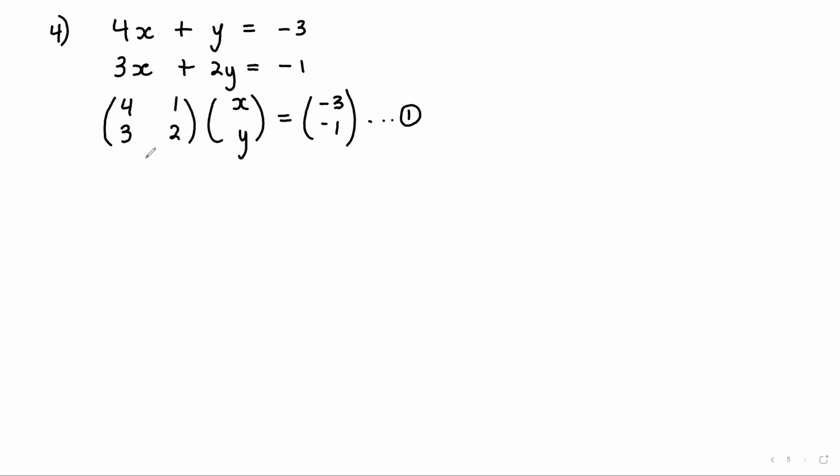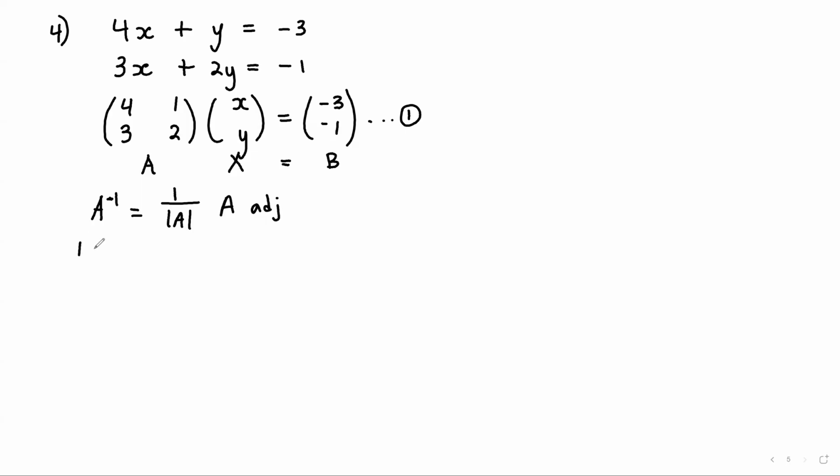All right, so this first matrix here, the matrix of coefficients is A. xy is x, and then let's call this one B. Right? So first thing, let us find A inverse. Recall that A inverse is equal to 1 over the determinant of A times the adjoint of A.